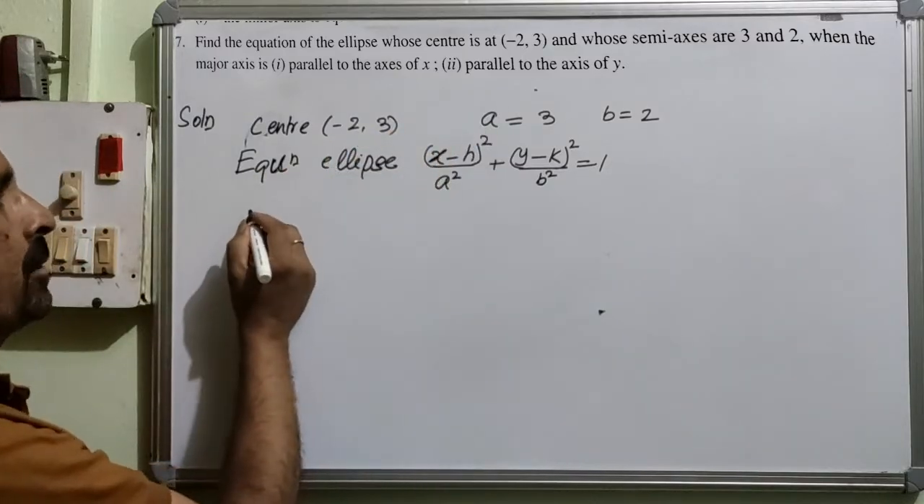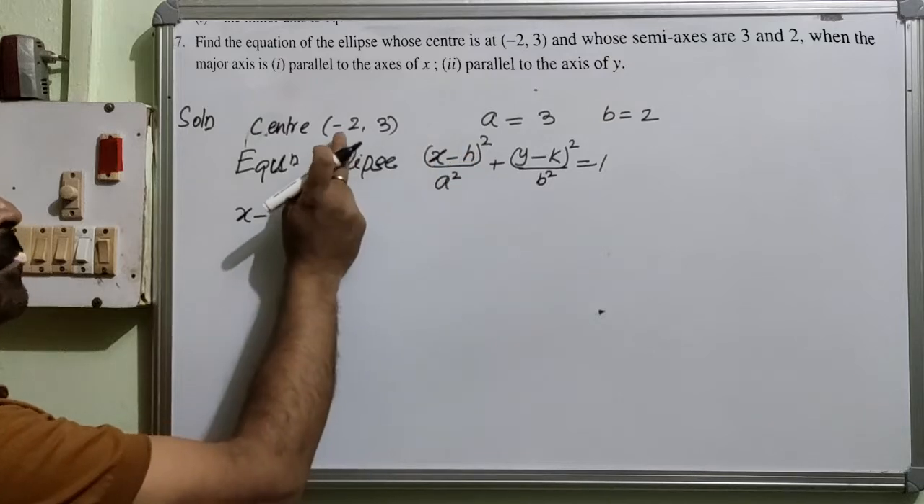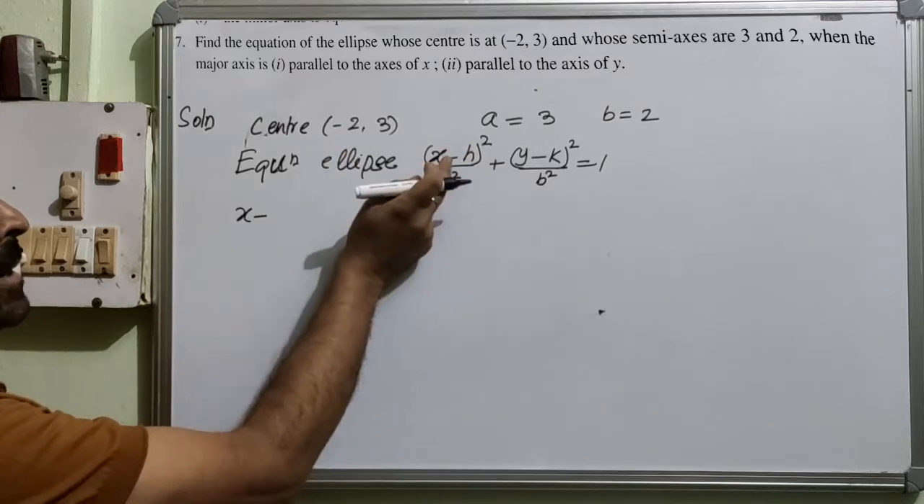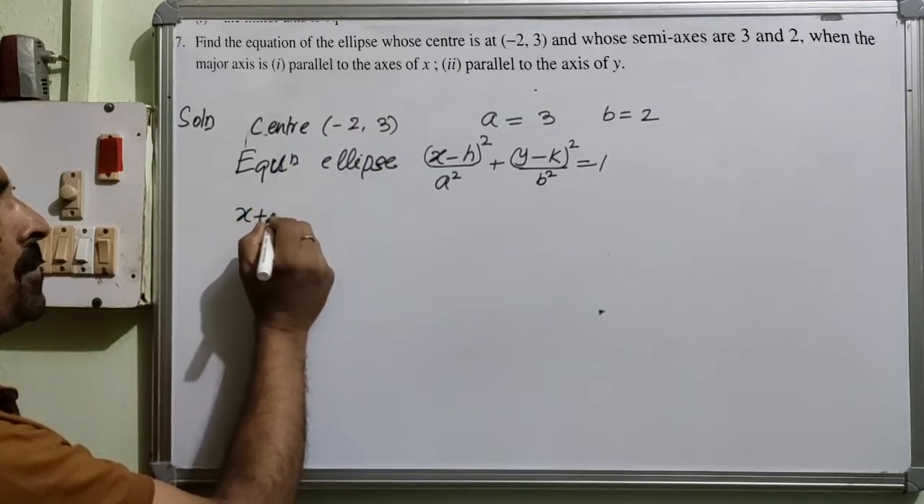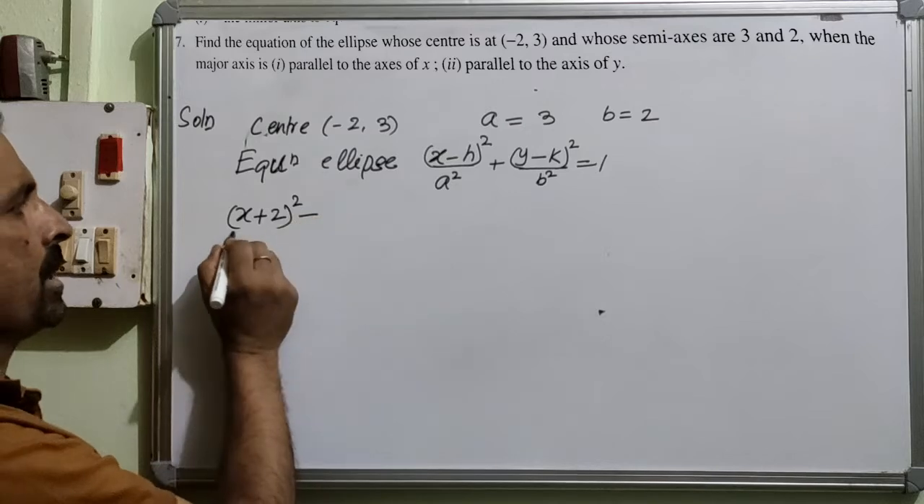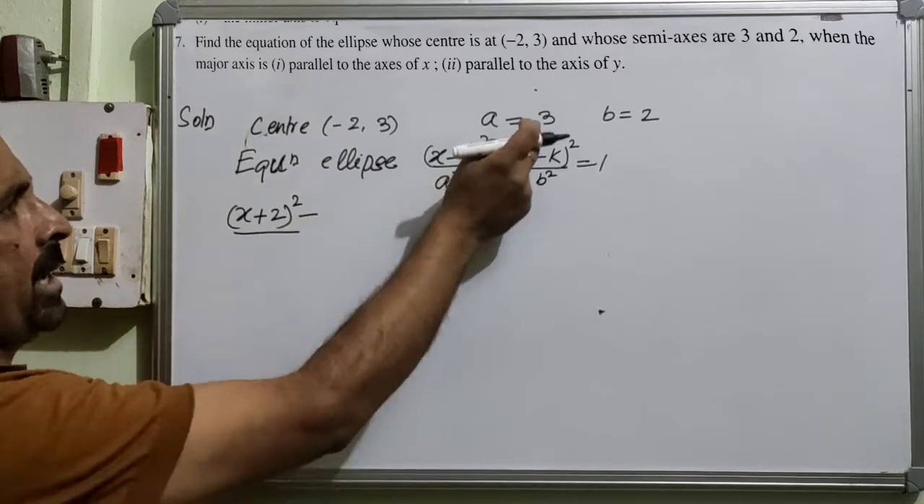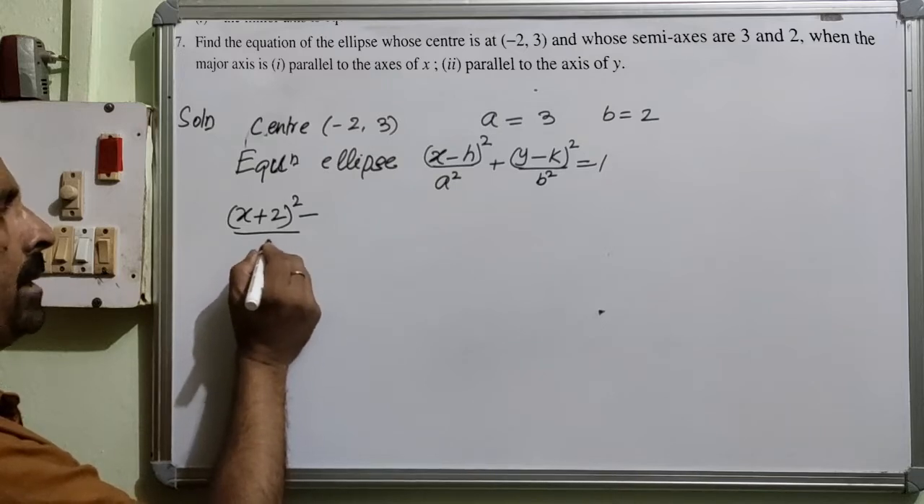So let us see the equation. x minus h, where h is the value of your x, and here this is a minus sign and the value of h is also minus. So this minus and this minus will make it plus. So this is x plus 2 whole square, divided by a square. Your a is 3, and therefore a square is 3 square, which means 9.